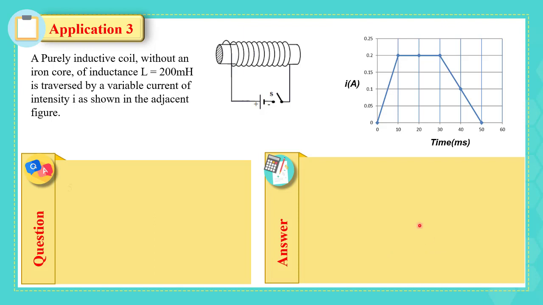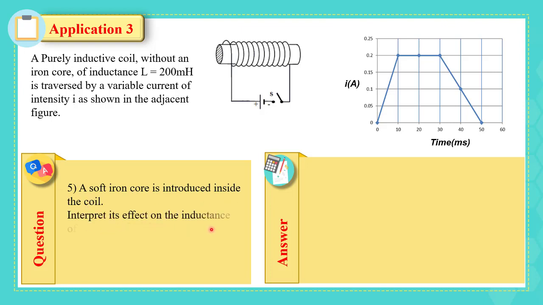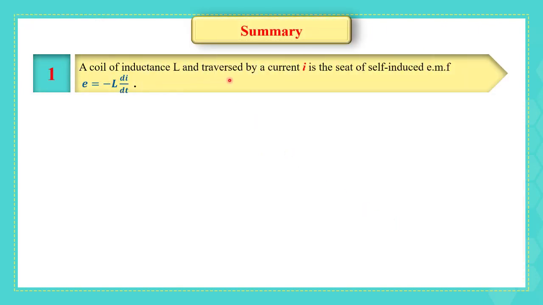Part 5. A soft iron core is introduced inside the coil. Interpret its effect on the inductance of the coil. As we know, the soft iron core increases the inductance of the coil. Now, as a summary, a coil of inductance L traversed by a current I is the seat of a self-induced EMF, E equals minus L dI over dt.